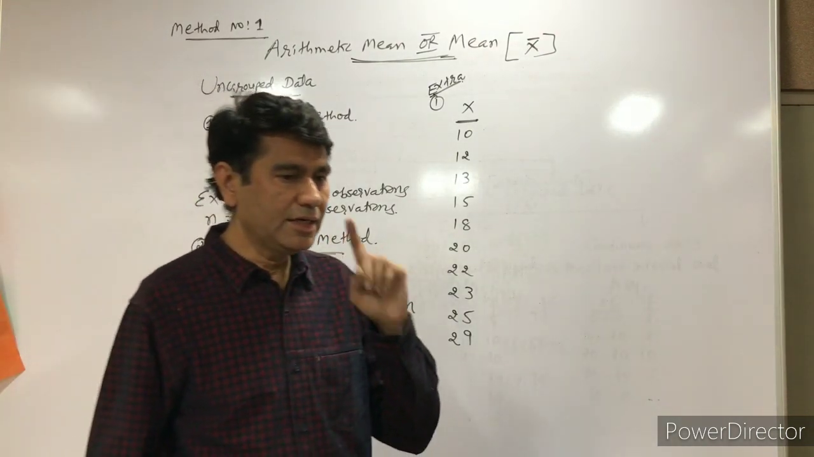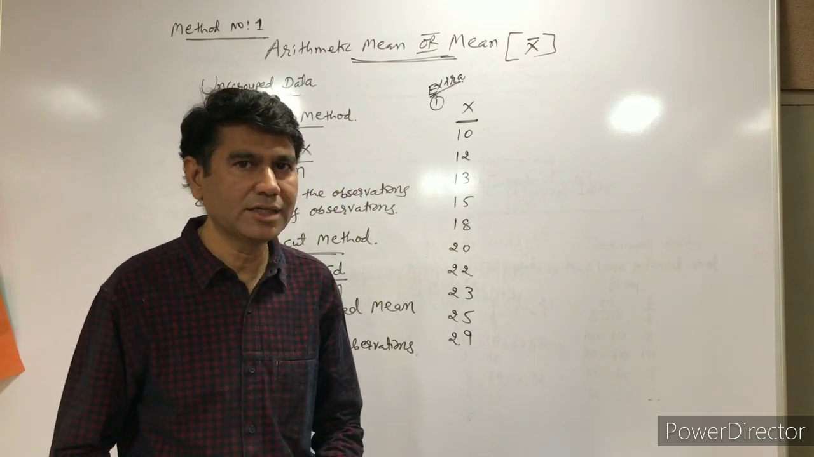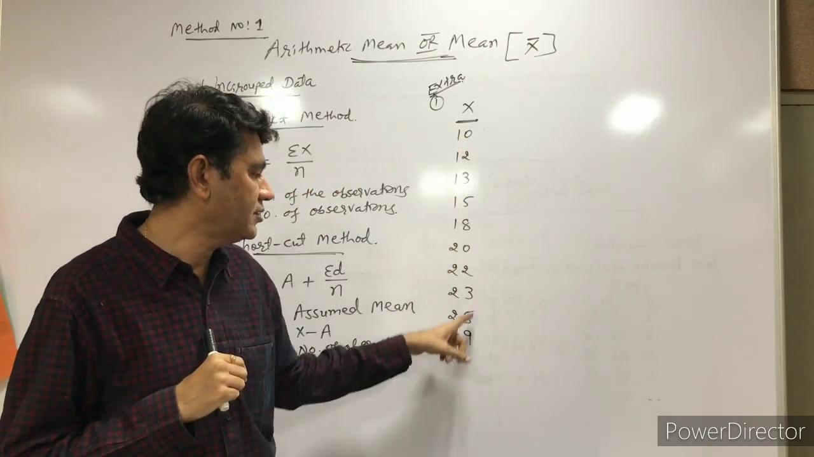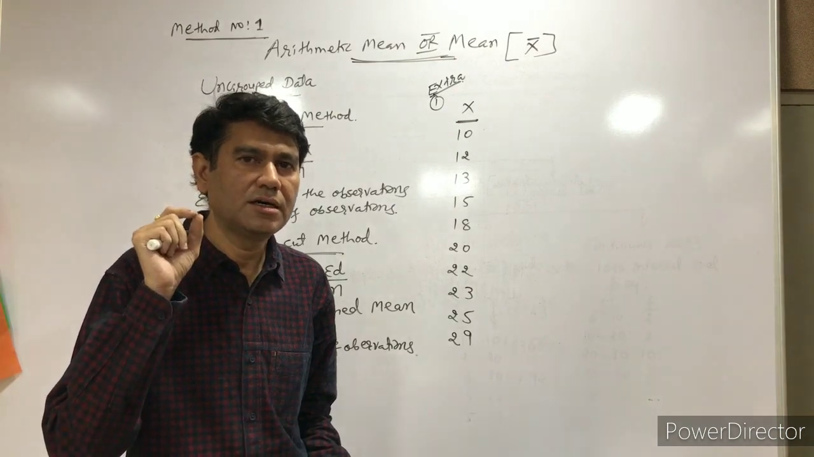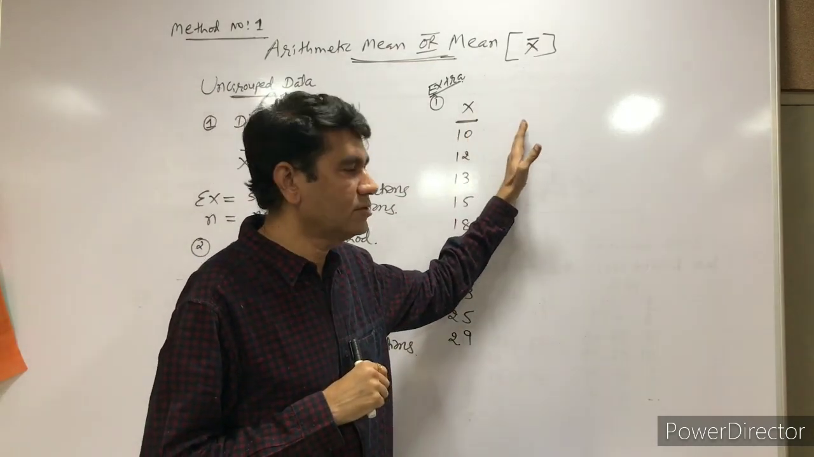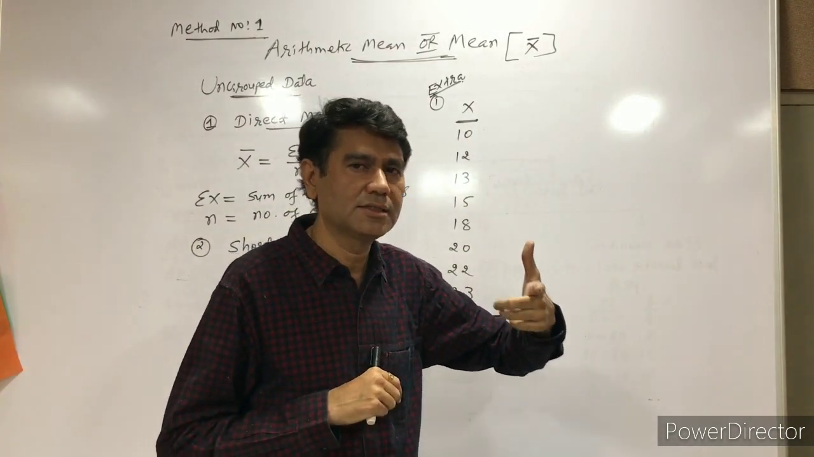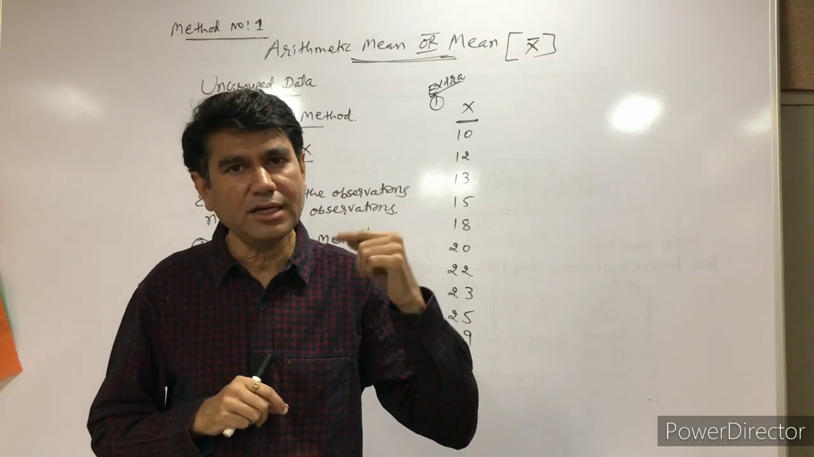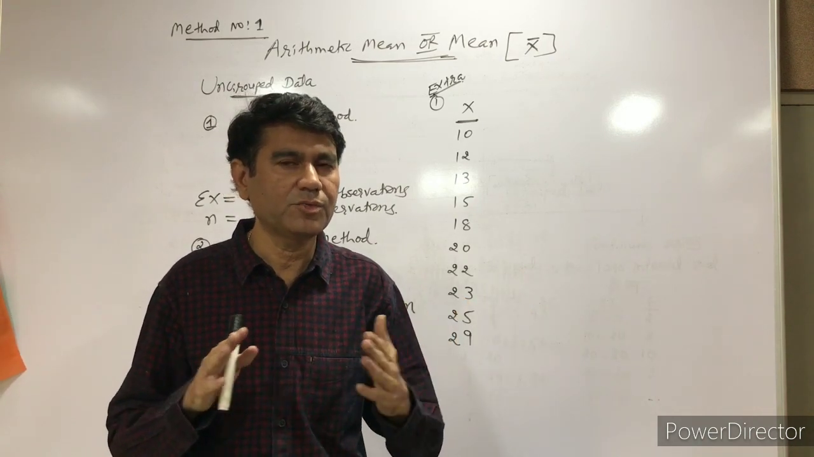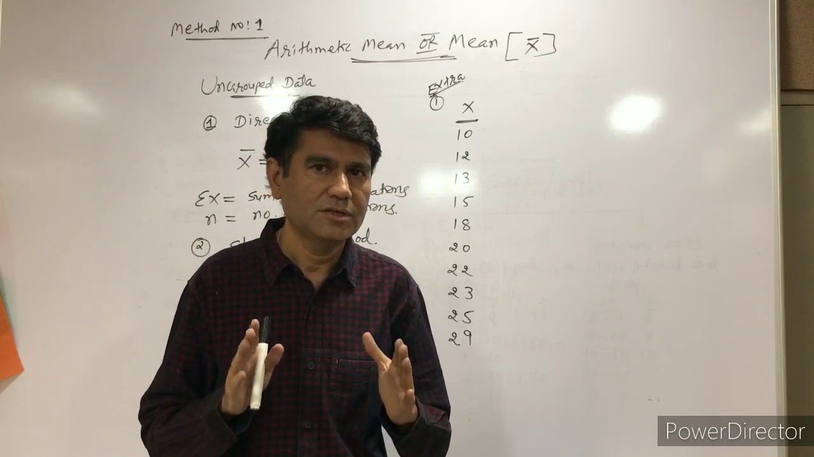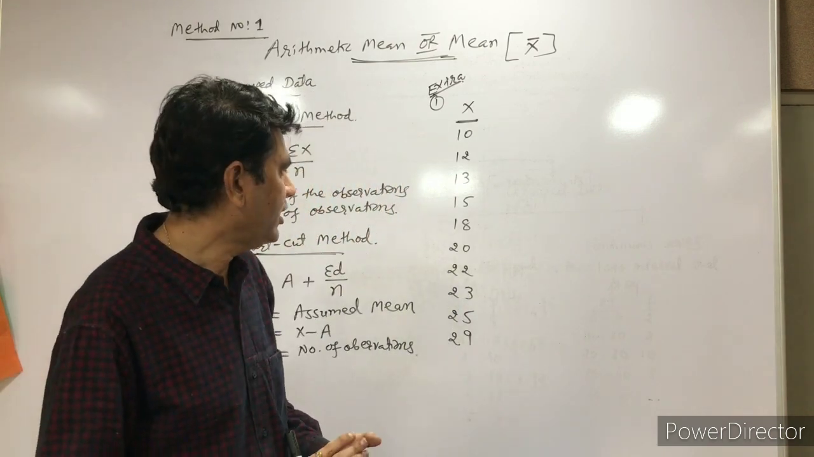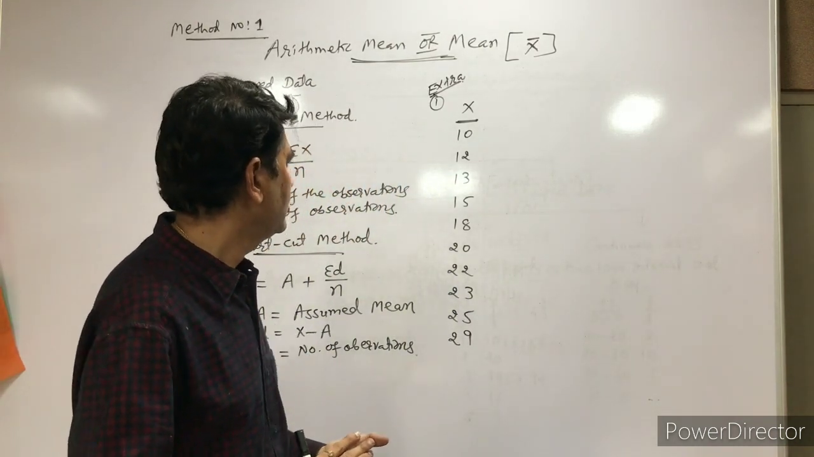So remember and define which type of series you are given. Refer to the chart. If only observations are given, it's called a simple series, ungrouped data or raw data. If you are given observations with frequency, it's called a discrete series. And if you are given class interval and frequency, it's called a continuous series. Okay, there are different formulae for different series. First, we start with ungrouped data and the direct method and shortcut method. Okay, now we start calculation.